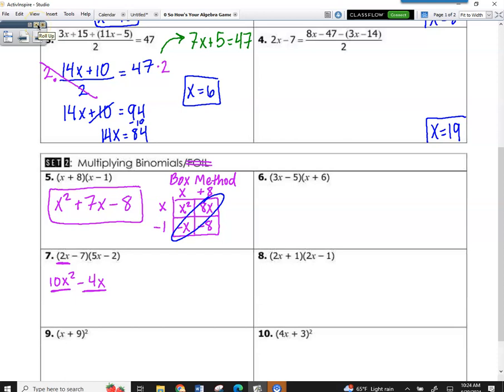Now, because it's the second term, I'm going to write 2 lines over here to show me what I get when I take negative 7 and multiply it into the entire set of parentheses after it. What's negative 7 times 5x? Negative 35x. What is negative 7 times negative 2? 14.